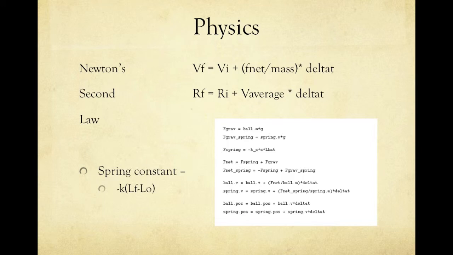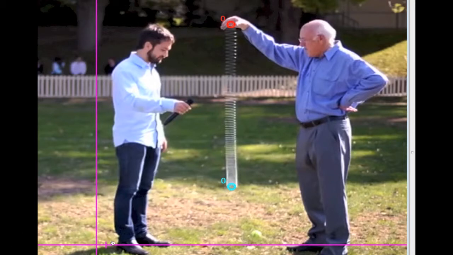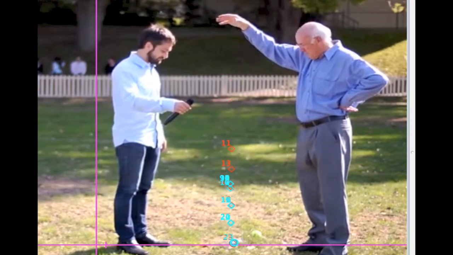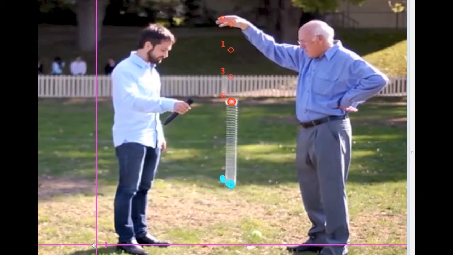First, I put the video into Tracker and used two different point mass systems. The red one followed the top of the slinky, whereas the bottom one followed the movement of the bottom part of the slinky. You can see where the axis is, and you can see it is obviously going negative.